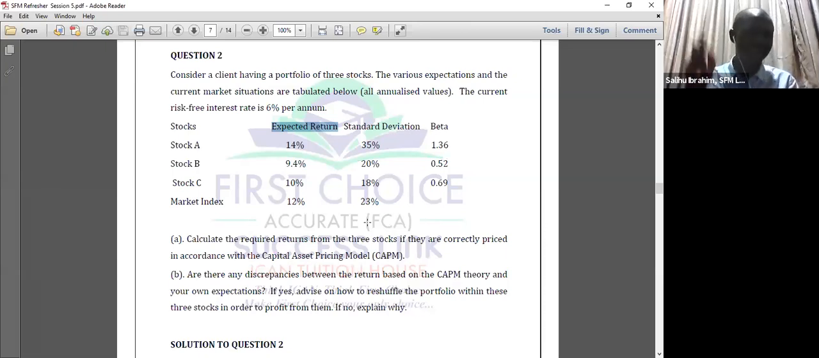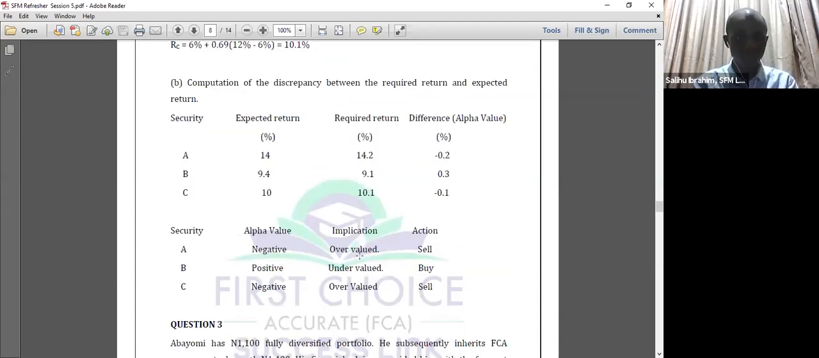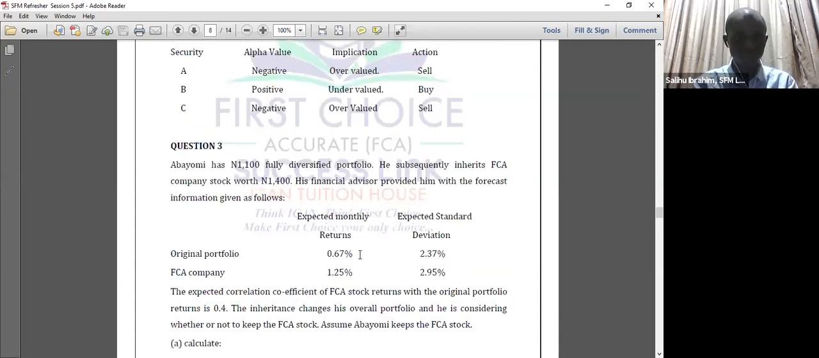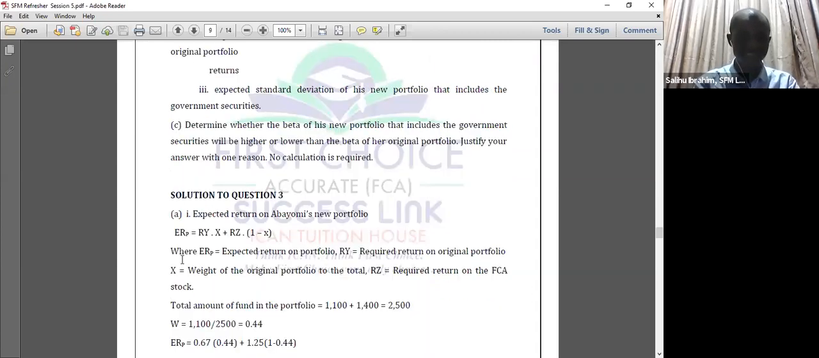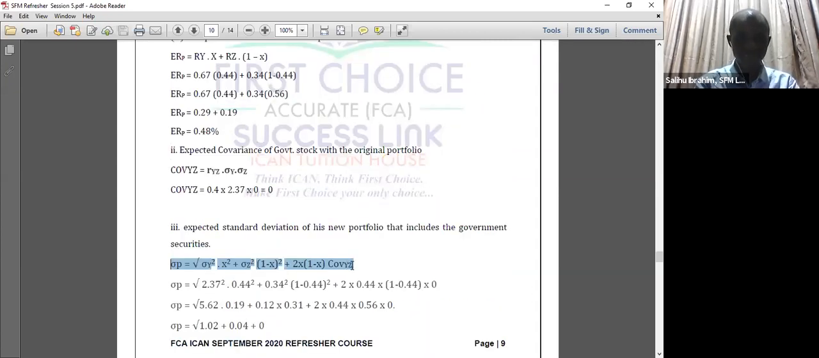Whereas when they say expected return from a portfolio, it is computed using what is popularly known as the snake formula. Let me quickly show you the snake formula before we continue. Now, this is what we call the snake formula. Can you see it? This is what we call the snake formula here.